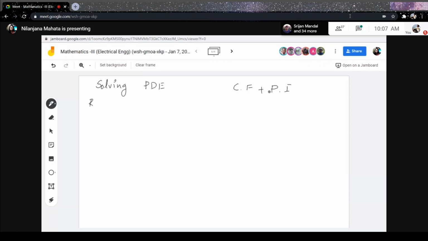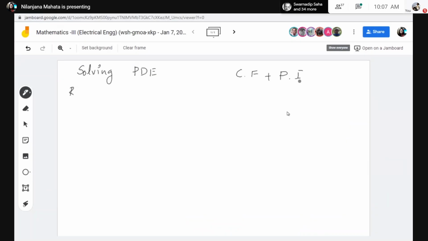Used only one rule for finding the particular integral: if the right side function of x and y was in the form of e to the power, then we have solved those types.